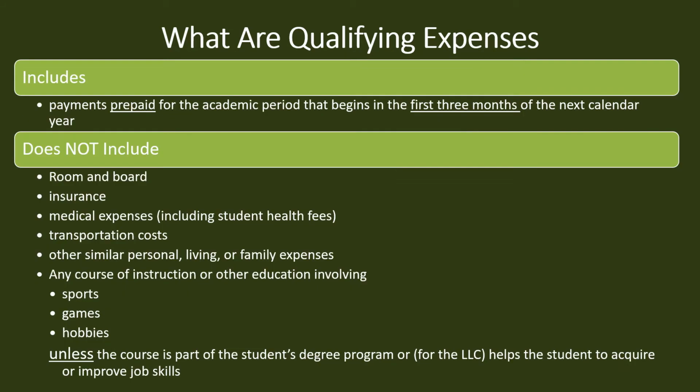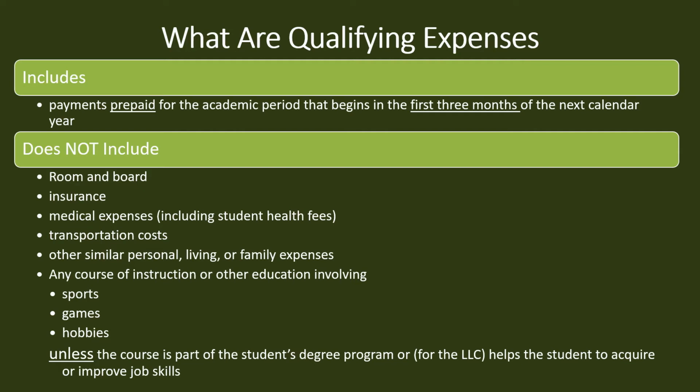Qualifying expenses also include payments that are prepaid for the academic period that begins in the first 3 months of the next calendar year. So this is really applicable for our students who are on the quarter system, for instance, like students at Clark College, where they would be paying for their winter term before the end of the year. Even though the winter term doesn't start until the next year, that academic period is in the first 3 months, and so they are able to claim those payments when they make them, if they make them before the end of the year.